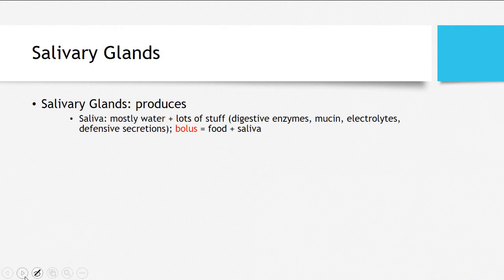Salivary glands produce saliva. They produce both watery fluids and a little bit thicker types of fluids. But there are other things, like digestive enzymes, mucin, which becomes what again? Mucus. Some electrolytes and defensive secretions as well. Like I said earlier, saliva plus food becomes a bolus, right?